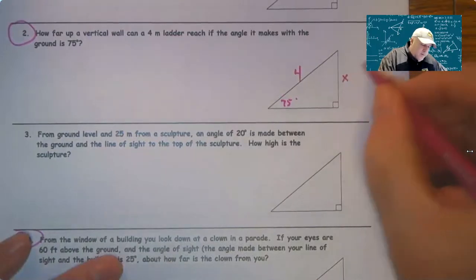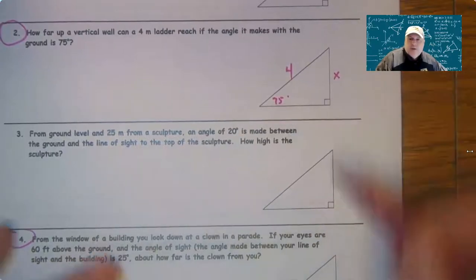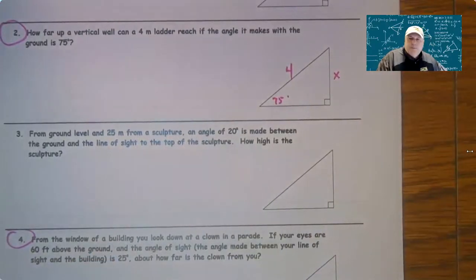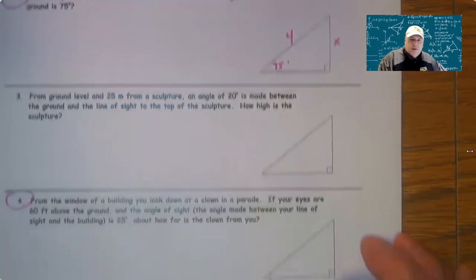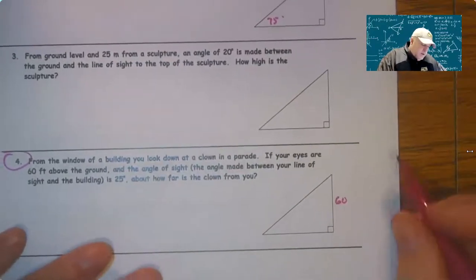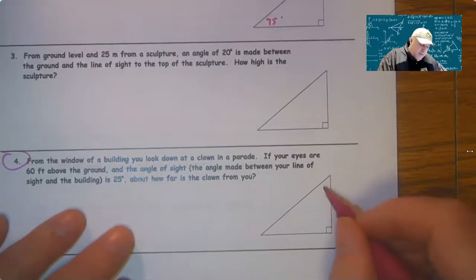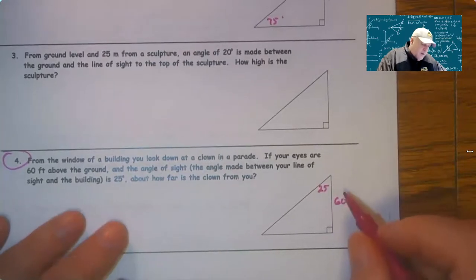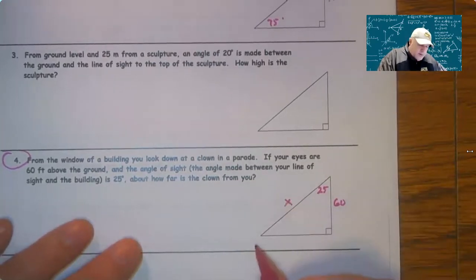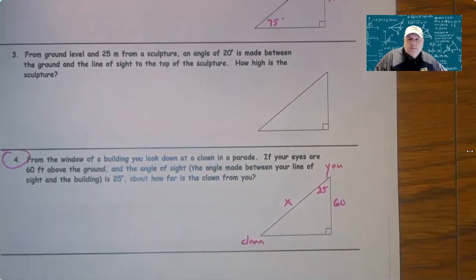So here is the ladder. This is the vertical wall. This is how far the ladder is from the base of the wall. We want to know what X is. So my advice to you is to try to get these set up correctly before you even go to solve them. Okay, so we're 60 feet above the ground. If your eyes, okay, and the angle of sight, the angle made between your line of sight and the building is 25. So here's the building. About how far is the clown from you? So here's the clown down here, and here's you. So that's how that particular problem gets set up.